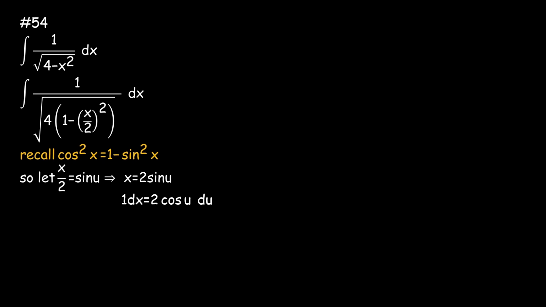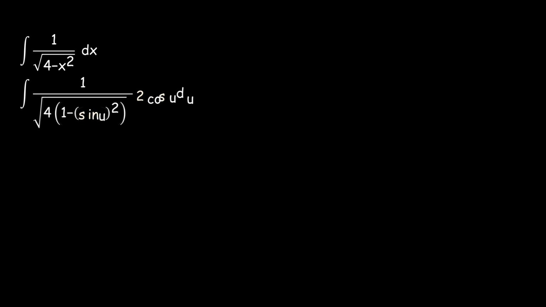All right, then, replacing each of these into the equation, it changes the whole thing. We're going to have 1 over square root of 4 minus, bracket, 1 minus sine squared u times 2 cos u du. Well, if you're smart, you will see that the cos is going to cancel out. So this would give us 1 over 2 square root of cos squared u.